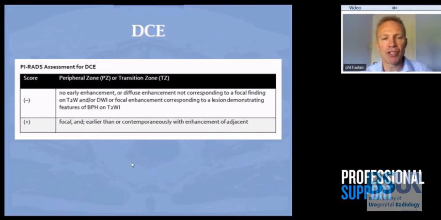Now, where does dynamic contrast enhancement come into this? Well, as I said before, if you've got a PI-RADS 3 in the peripheral zone and you see focal early enhancement compared with the normal tissue, that's more likely to sway you and upgrade it. It's a little bit more confusing than the transitional zone, but certainly in the peripheral zone, it's more useful.